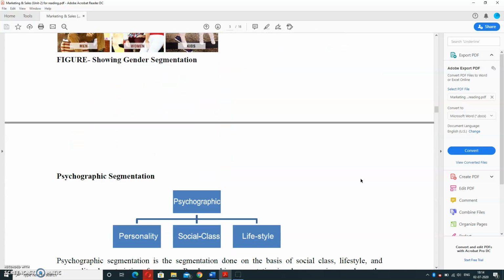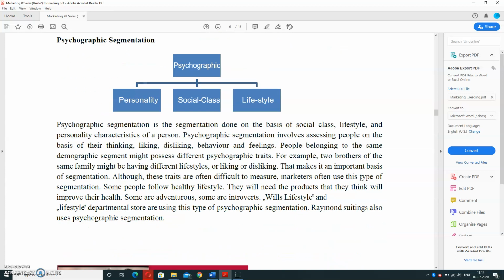Next part is psychographic segmentation. Psychographic segmentation is the segmentation done on the basis of social class, lifestyle and personality characteristics of a person. It means psychographic segmentation involves assessing people on their basic thinking, liking or disliking of the product, behavior and feelings of the person about the product.